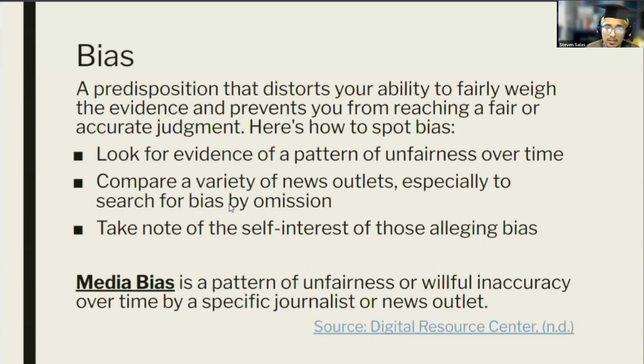What about bias? Bias is a predisposition that distorts your ability to fairly weigh the evidence and prevents you from reaching a fair or accurate judgment. Here's how to spot bias. Look for evidence of a pattern of fairness over time. Compare a variety of news outlets, especially to search for bias by omission. And lastly, take note of the self-interest of those alleging bias. Media bias is a pattern of fairness or willful inaccuracy over time by a specific journalist or news outlet.